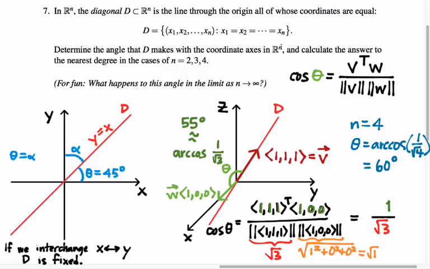Oh, that's cool. That's kind of interesting. So that means that the higher up we go in dimensions, not only do the coordinate axes themselves make right angles with one another, but the diagonal also tends toward a right angle with the coordinate axes. That picture kind of blows my mind. I don't know about yours.